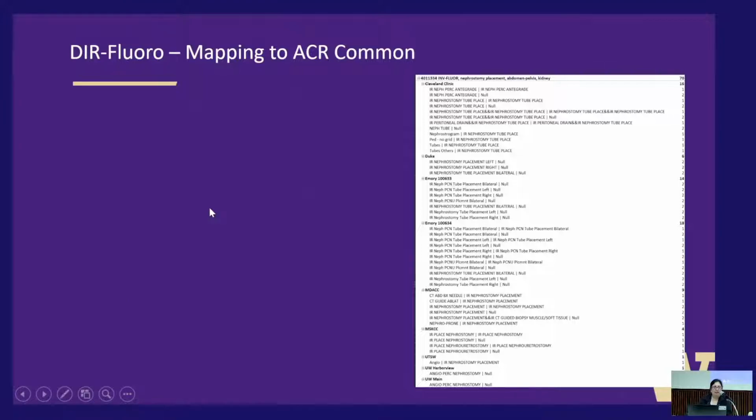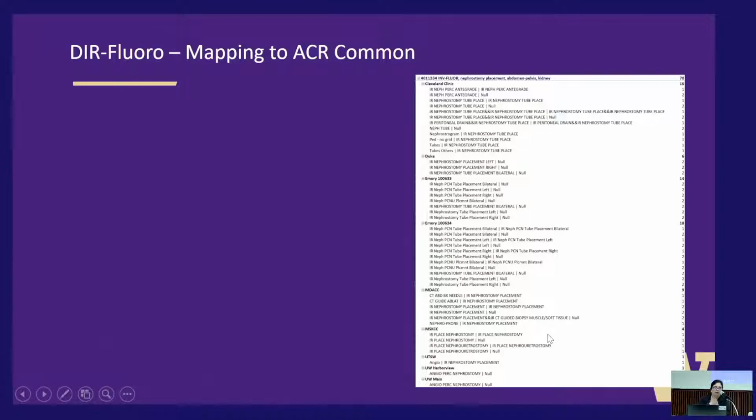Remember when we talked about CT, we were using RadLex. Both Sam and I talked about that. But for fluoro, they're trying to move away from RadLex and they're using ACR Common, which I think is similar to RadLex. It's a partnership between ACR, I think, and RadLex. And you map using ACR Common.